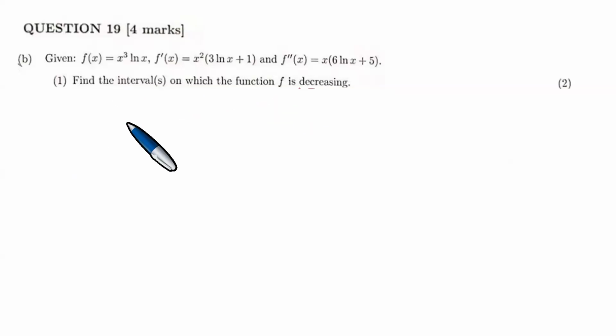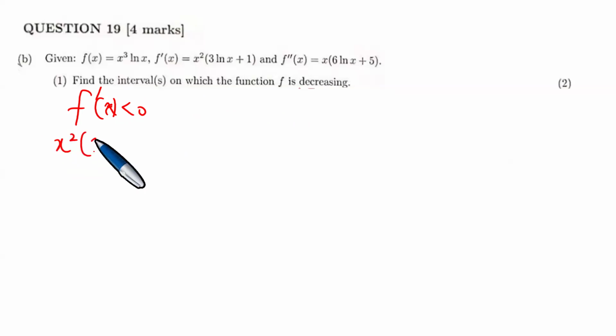Right, so we understand therefore that for the function f to be decreasing, it actually means that the first derivative of the function is negative. And this means that we have x squared, 3 ln x plus 1, is negative.